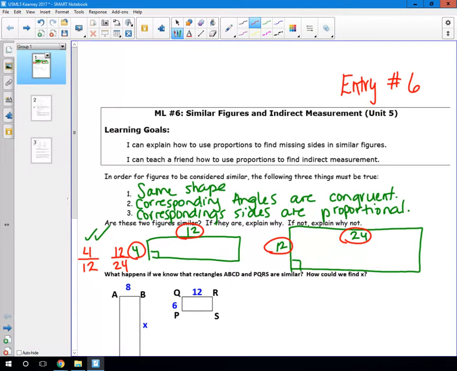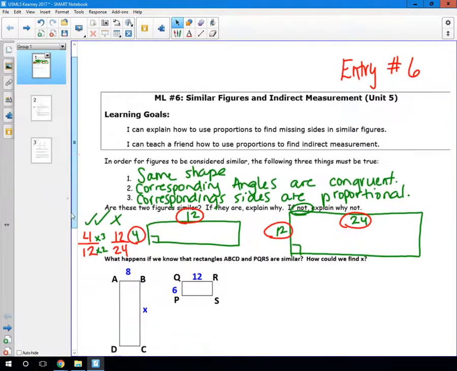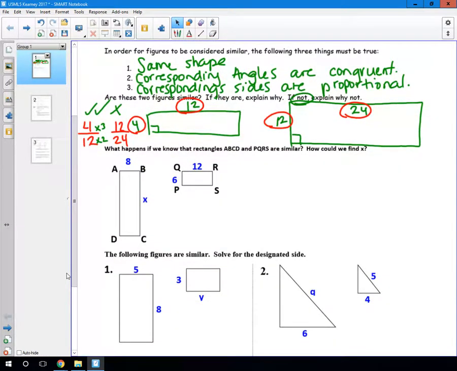And my question is, are they proportional? So there are lots of ways that we can determine if they're proportional. One, we could cross multiply, or we can see if they have the same scale factor. For me, I'm automatically seeing that here I'm multiplying by 3 to get to 12, and here I'm multiplying by 2. So they don't have the same scale factor, so therefore they are not proportional, therefore they are not similar. So, are they similar? Not, and we just explained why. So, just to recap, 3 things. They need to be the same shape. Their angles need to be equal, and their sides need to be proportional.